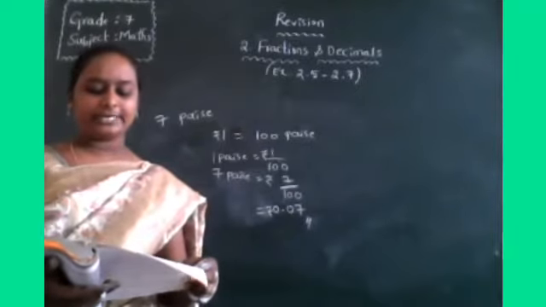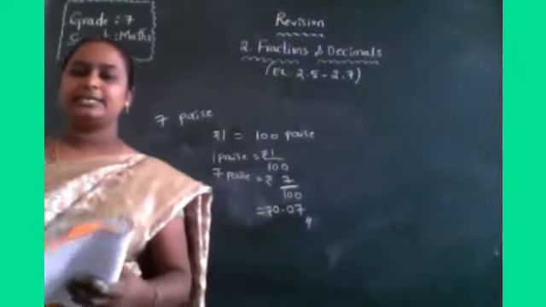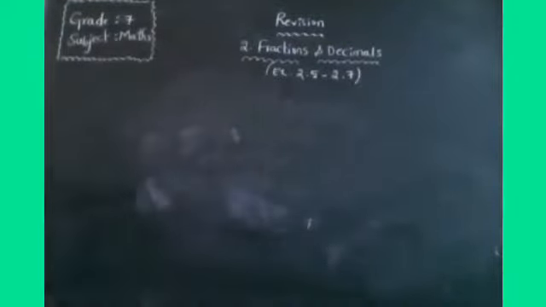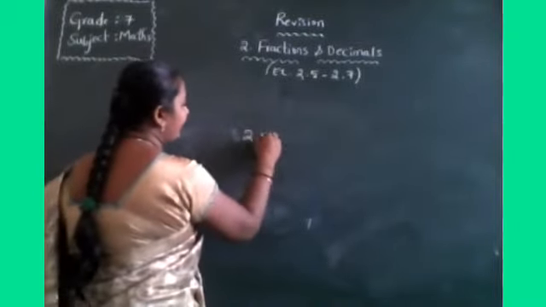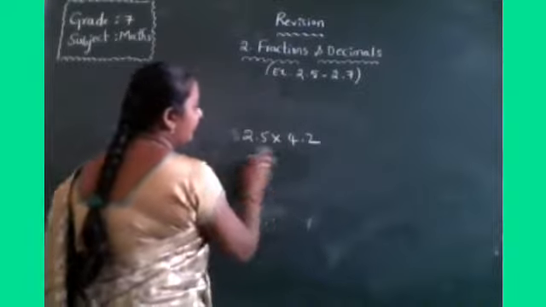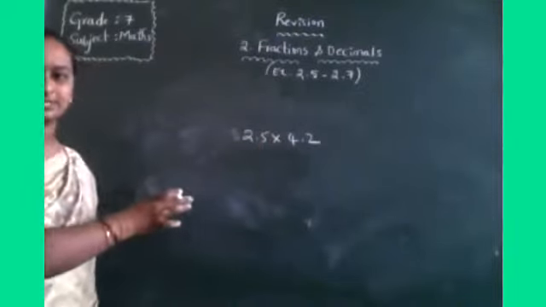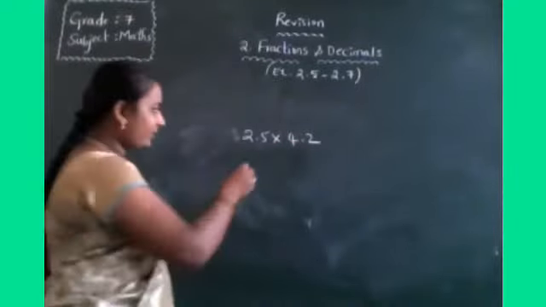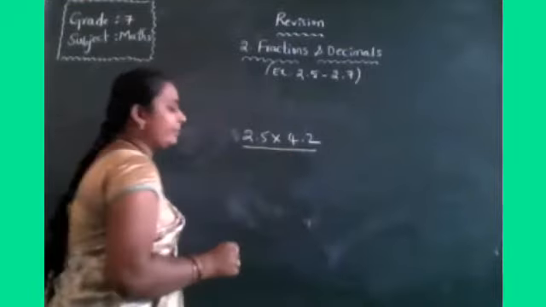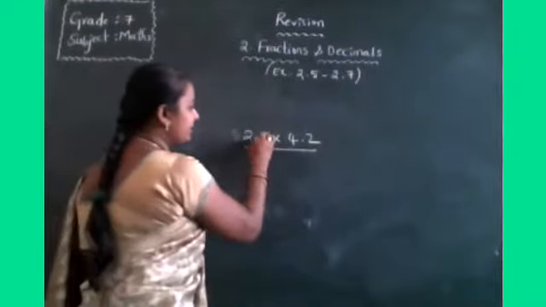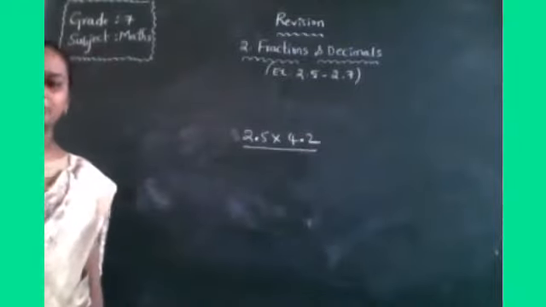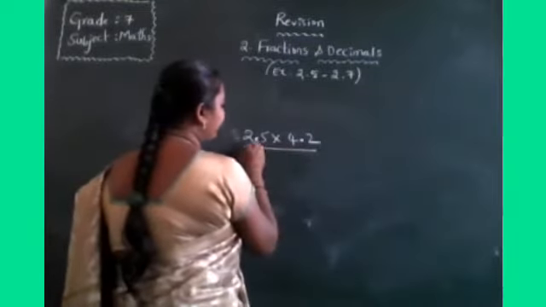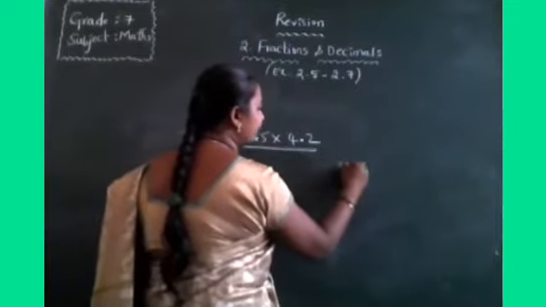Right. Next, multiplication of decimal numbers. How to multiply decimal numbers? You know the actual method of multiplication. 2.5 into 4.2. Okay. These two are decimal numbers and you have to multiply them. Before doing the multiplication, first remember, don't consider the decimal point. First do the actual multiplication. The actual multiplication is 25 into 42.